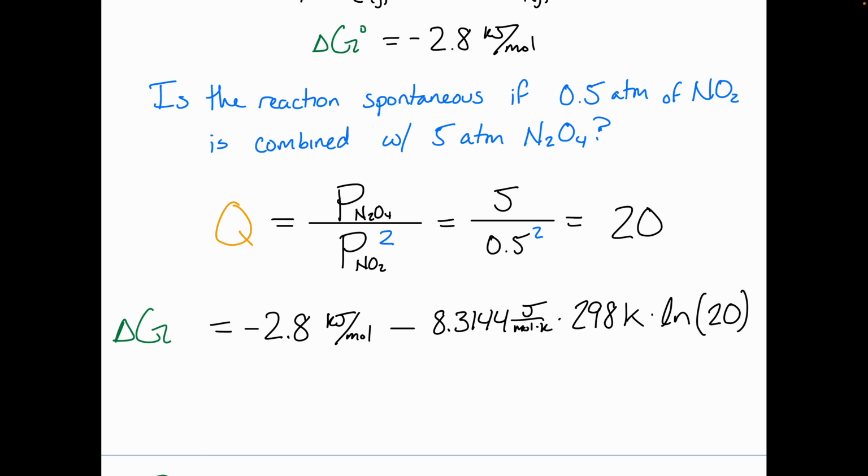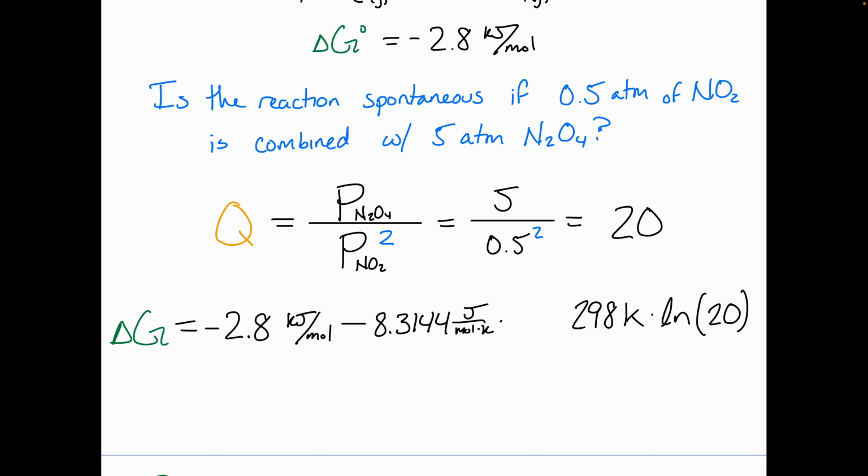All right, so if I set this up where I plug everything in, my delta G equals delta G naught plus RT natural log of Q. I'm going to again just have to note I've got a units problem here, so I need to squeeze in a unit conversion from joules to kilojoules.